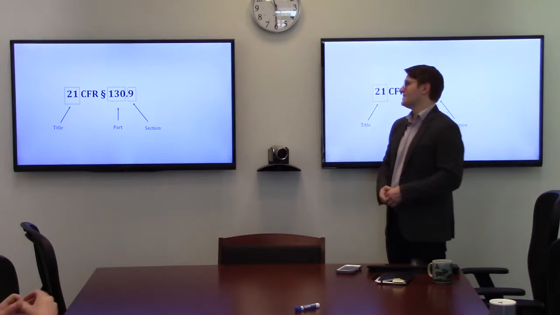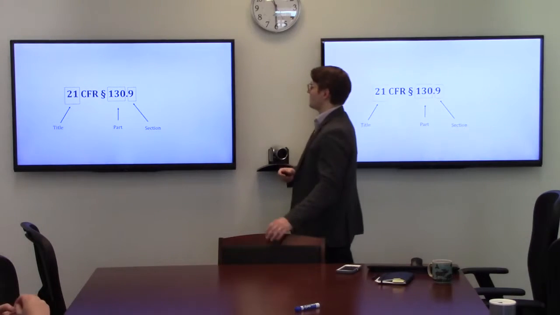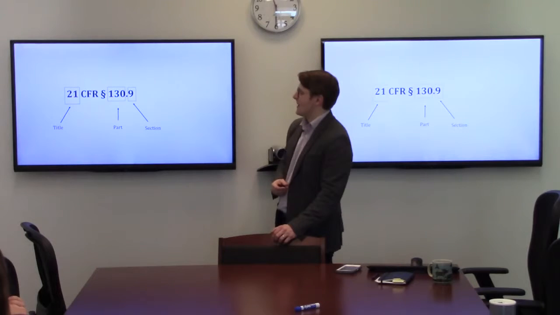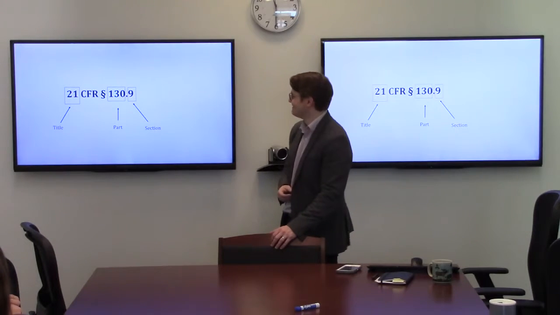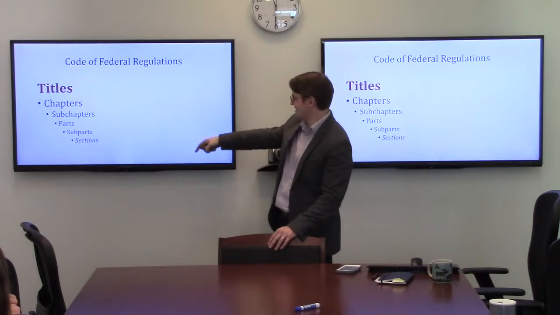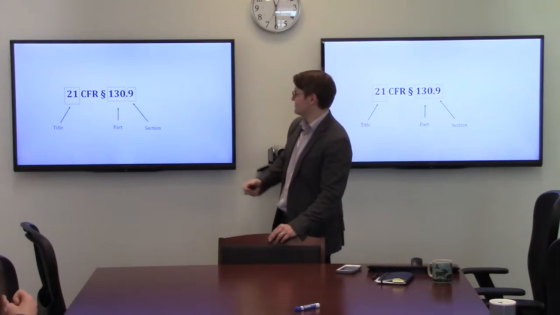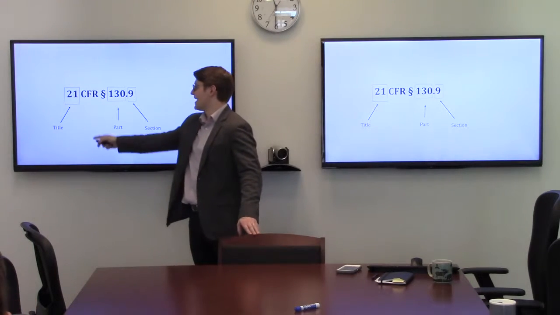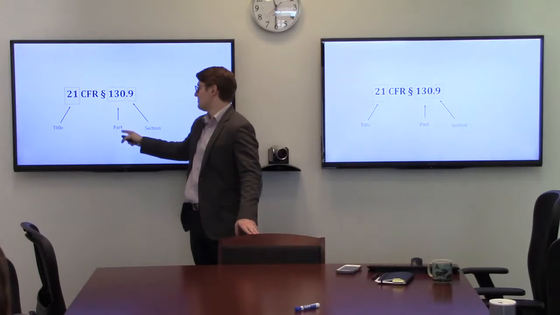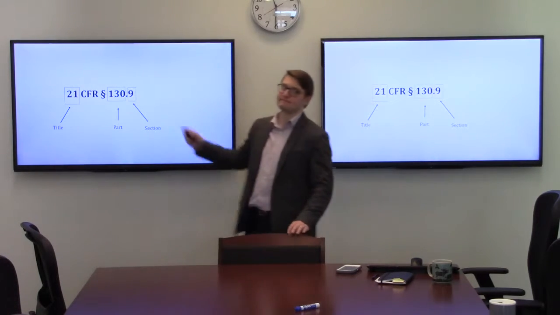But when you're looking at a specific reg, only part of that organizational structure is going to be there, right? Because we have these 6 levels. But here's a reg, you just see 3 of the levels. Title 21, CFR, Part 30, period, Section 9.